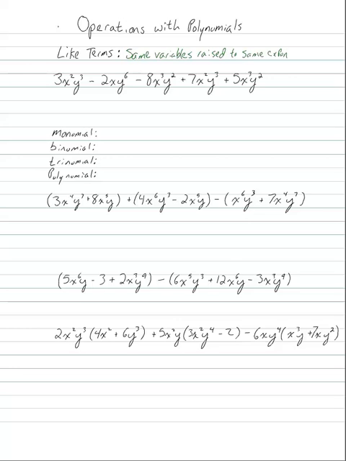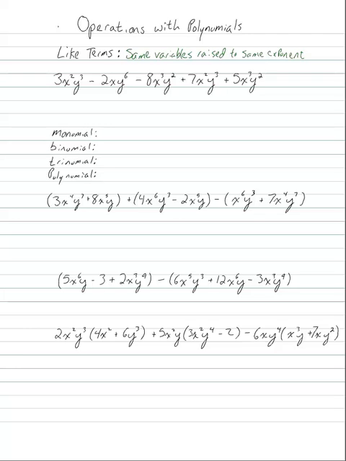So x squared and x squared would be like terms, but x squared and x would not be like terms. We can combine like terms, meaning adding or subtracting like terms, by adding and subtracting the coefficients. Coefficients are the numbers in front of the variables.